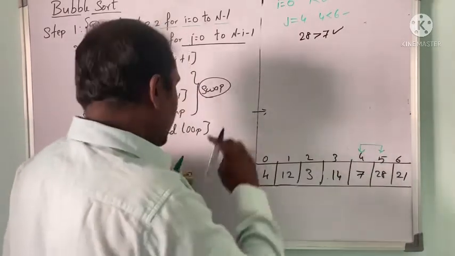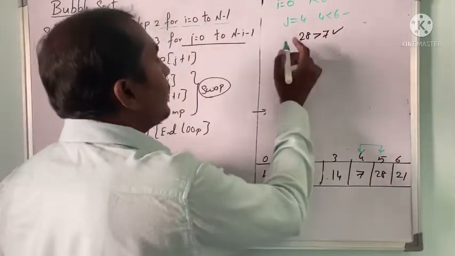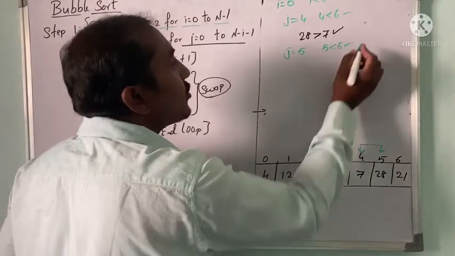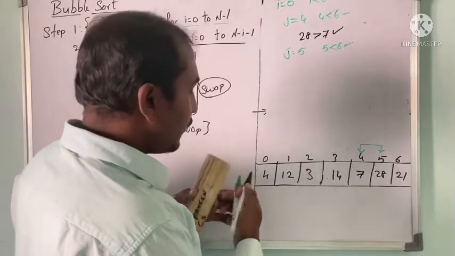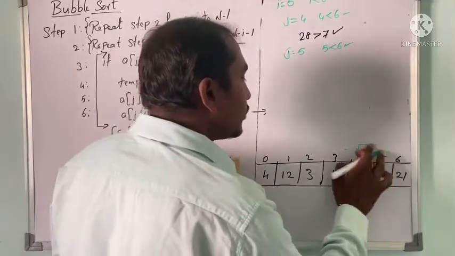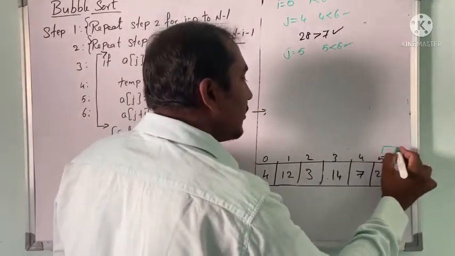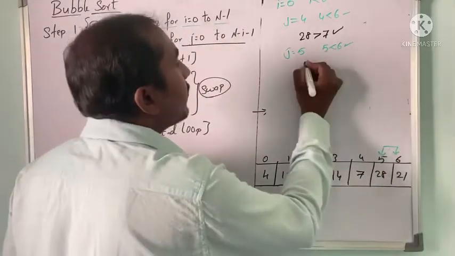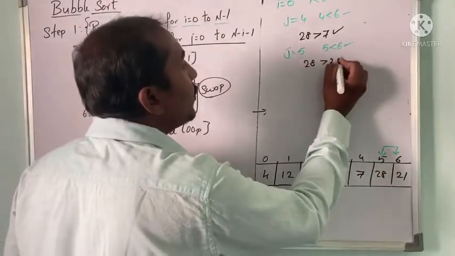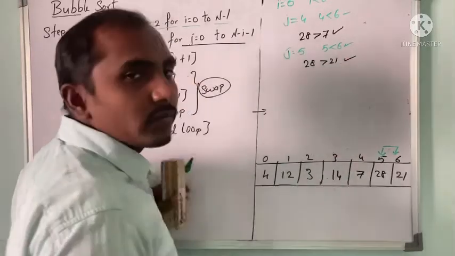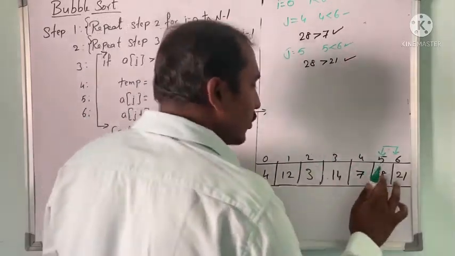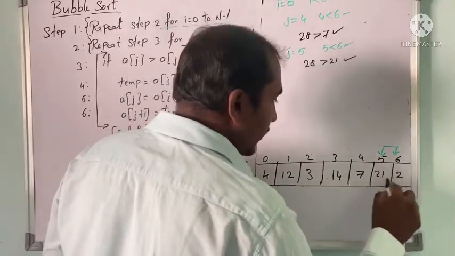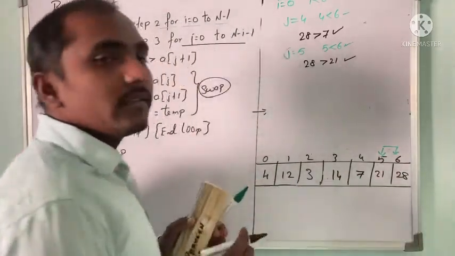After that, j will become 5. If j becomes 5, 5 less than 6 is also true. If that is true, we are going to compare the last two elements, that is the fifth element and sixth element. Once I compare, we check whether 28 is greater than 21. That is also true, so we are going to make this exchange. This will become 21 and this will become 28.